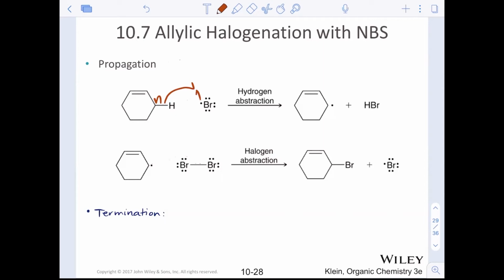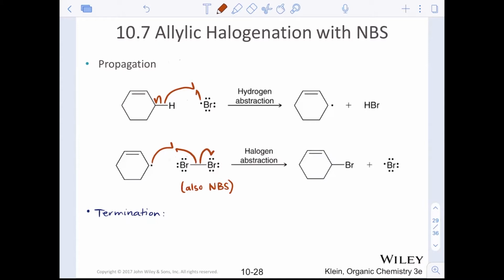In the second step, we do see Br2, and I'm going to explain why. You could also use NBS to do the halogen abstraction in the second propagation step. We're going to use Br2 right now just so that we keep things a little bit simpler. This would add that bromine onto our organic molecule at the allylic position.